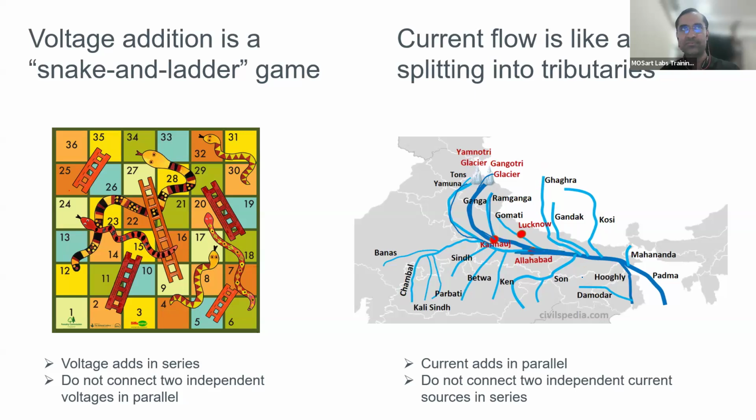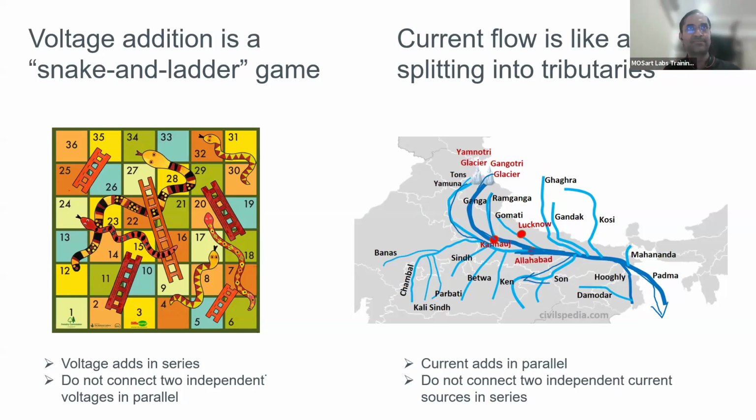And then slowly some more water comes in, a big river, and then it splits into more tributaries, and then finally something goes and joins your sea. Okay. Think of a current flow exactly like a river path. So everything comes, joins, flows together, and then distributes back. So current sources always add in parallel. This is a parallel connection.